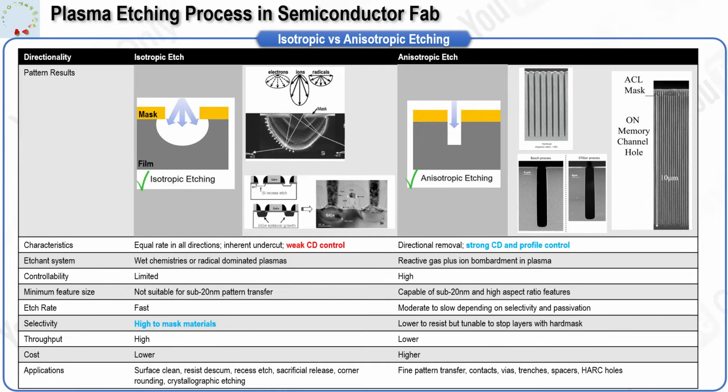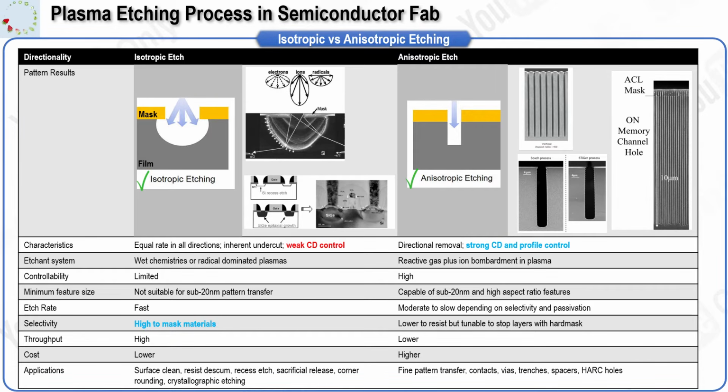What drives each behavior is the mix of chemistry and direction. Isotropic behavior appears when neutral radicals dominate at higher pressure with little or no wafer bias. Anisotropic behavior appears at lower pressure with a narrow ion angle distribution and a controlled bias, and a thin passivation film protects the sidewall while ions clear the bottom.